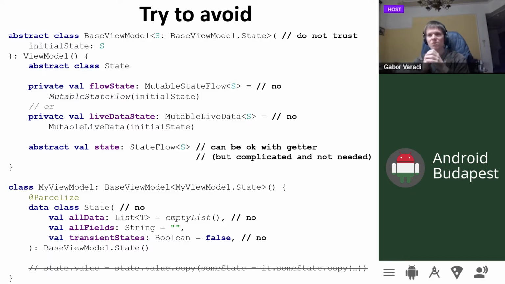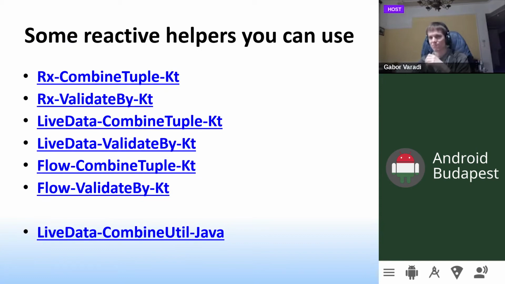In this particular case, though, it would be possible to expose state as a state flow as long as it's not directly initialized as a variable, but as an abstract val, and the combined flow could be exposed there. But even then, you're not really getting anything from this abstraction if you're not actually relying on base view models and having only one output, which most people usually don't. So it's better to keep them separately.